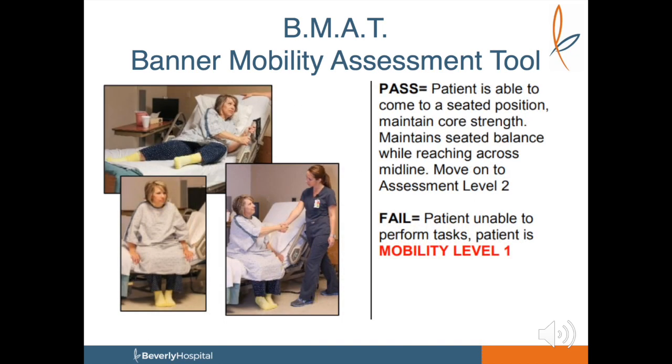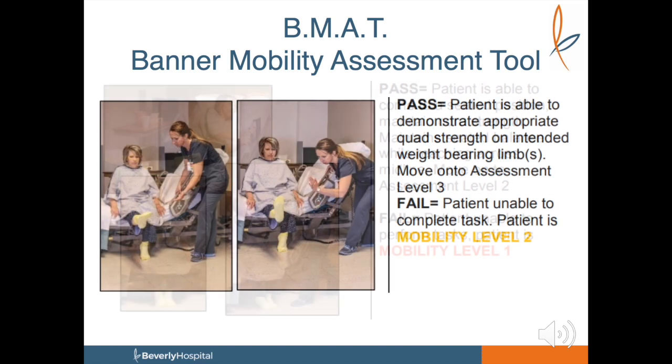When you enter a patient's room, assess to see if the patient can roll themselves to one side and sit on the edge of the bed with the feet touching the ground. Greet them and shake their hand to see if they can maintain balance while sitting. Although not necessary, ask them to switch hands and see if they can do it with the other hand as well. If the patient is able to do this, then progress to level 2. If the patient fails, the patient is at level 1.